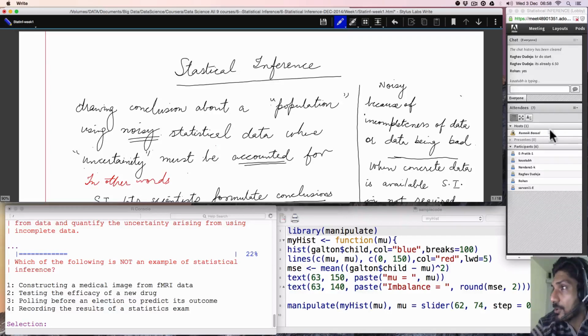Are you still busy opening Swell for yourself? Testing the efficacy of a new drug, all right. Okay. Rohan has given me some answer. Pratik says constructing a medical image, all right. Kostub and I guess Raghav are left.